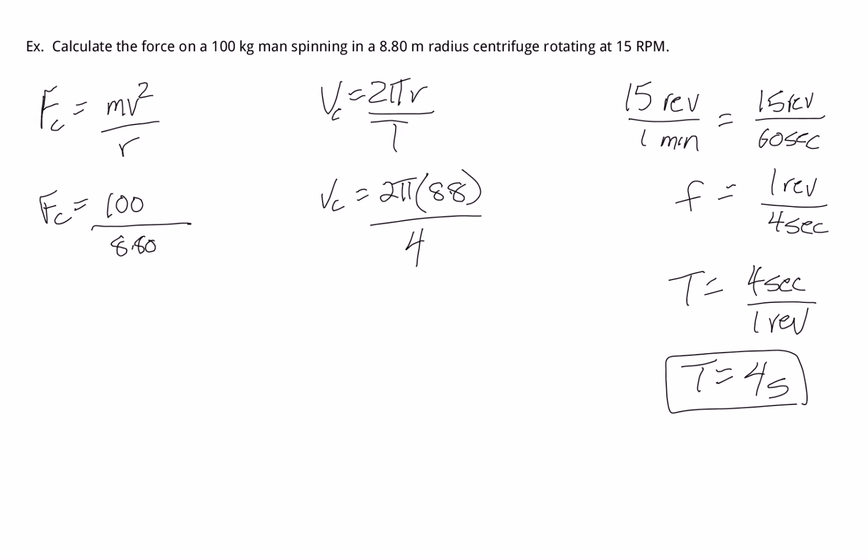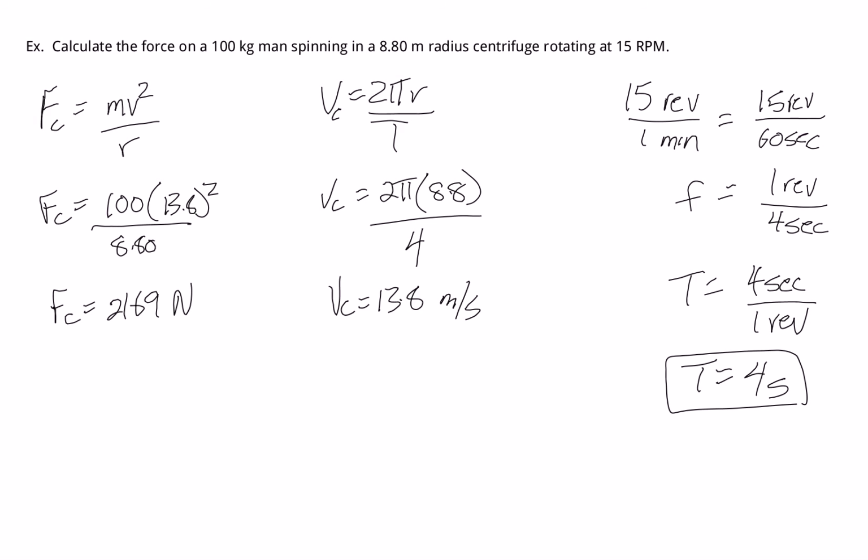So 2 pi times 8.8 divided by 4. We get an answer of 13.8 meters per second. So that'll be what we'll put in over here. So 13.8 squared times 100 divided by 8.8. We get an answer of 2169 newtons.